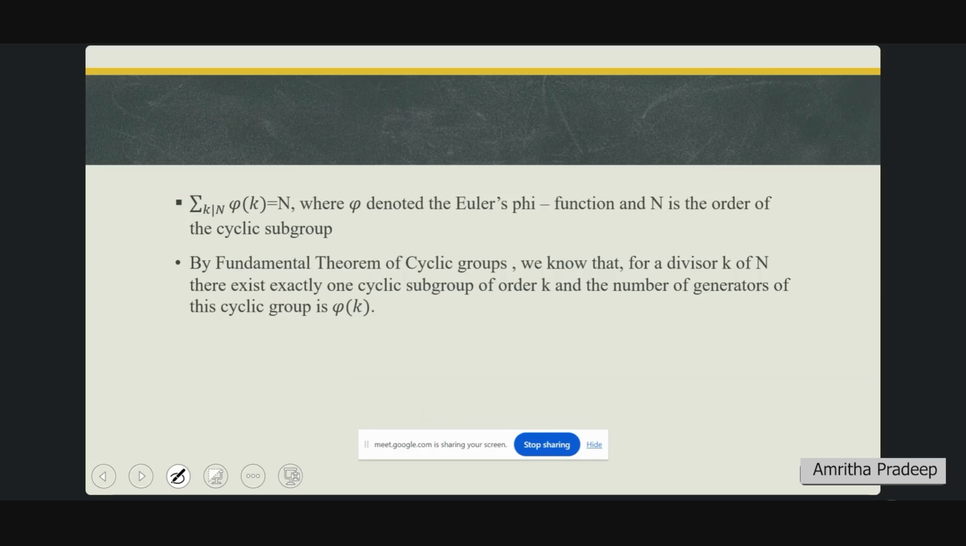By the fundamental theorem of cyclic groups, we can say that for a divisor k of n, there exists exactly one cyclic subgroup, as I've already mentioned, and the number of generators is given by phi of k. Now, if I take n, the divisors are, say, k1, k2, and so on up to kn. By the fundamental theorem of cyclic groups, we'll have a cyclic subgroup of each order, say C1, C2, and so on up to Cn.